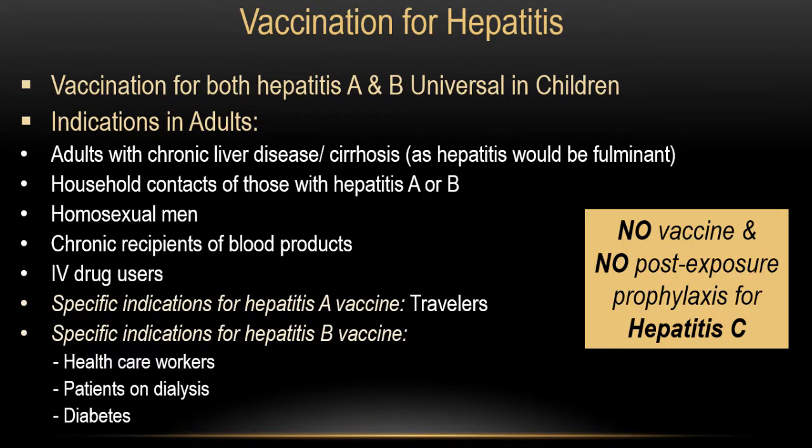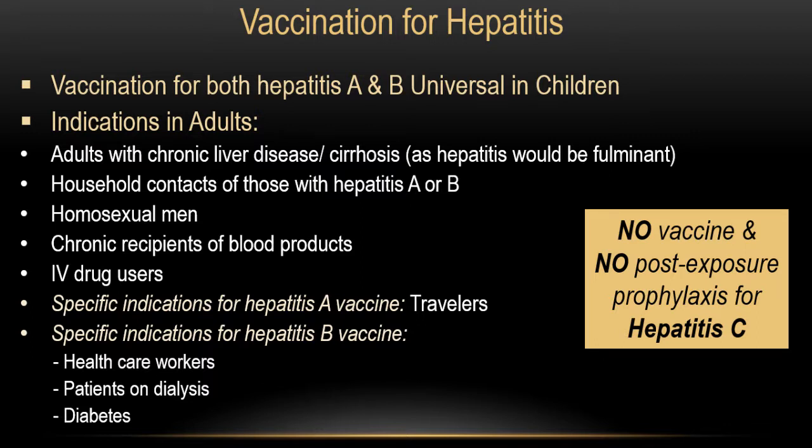Vaccination for hepatitis. Now, vaccination for both hepatitis A and B is now universal in children. All children will get vaccinated against hepatitis A and hepatitis B. What are the indications of vaccination in adults? Who needs the vaccination the most? Who needs vaccination against viral hepatitis the most? It's not healthcare workers. You know who needs it the most?